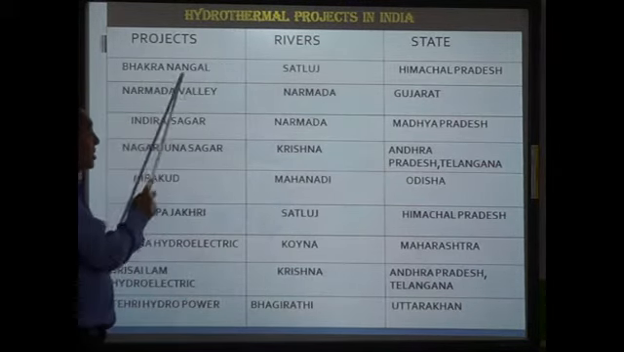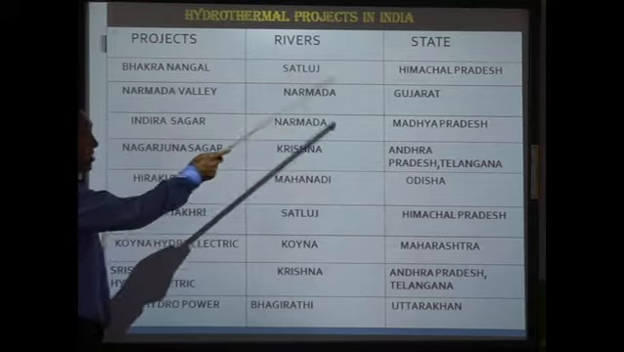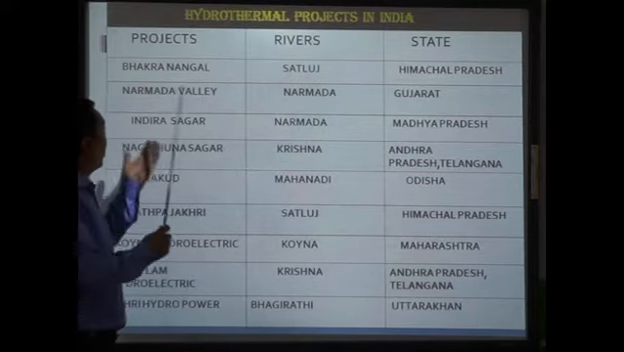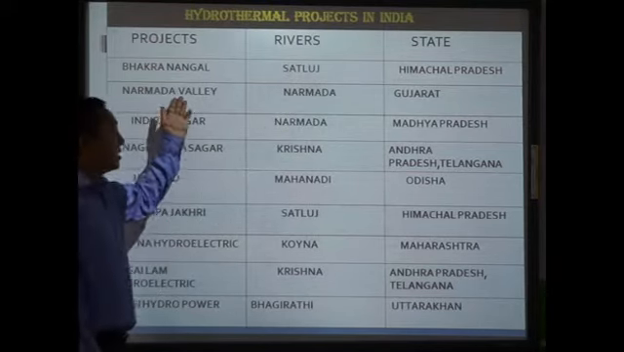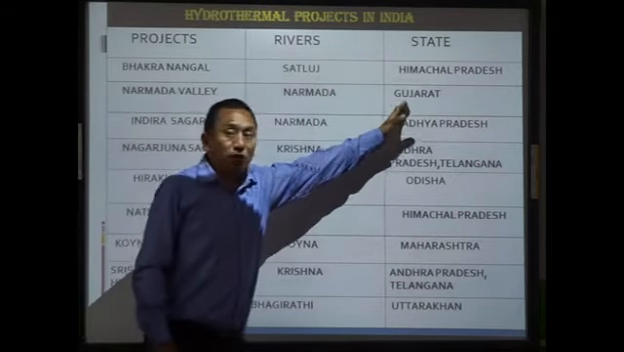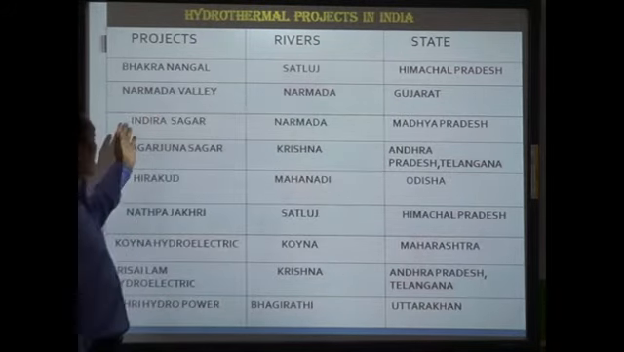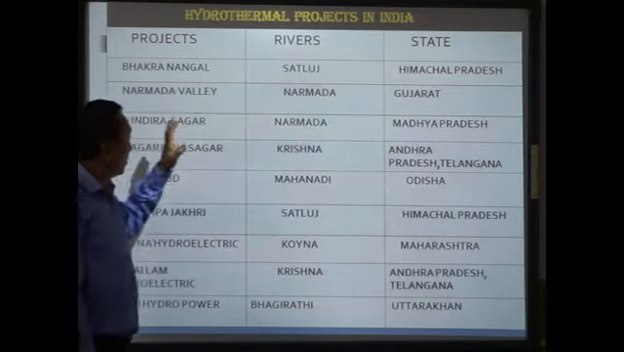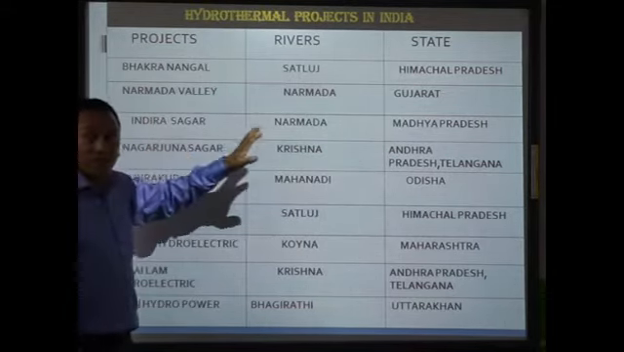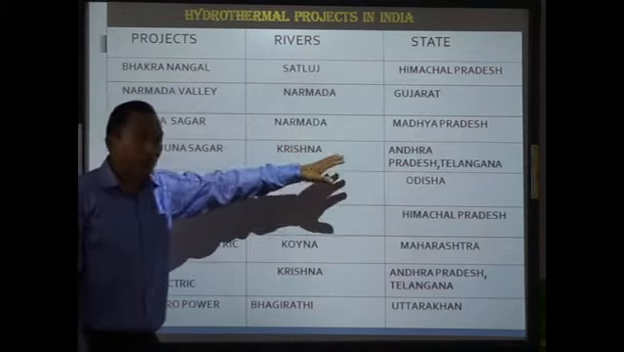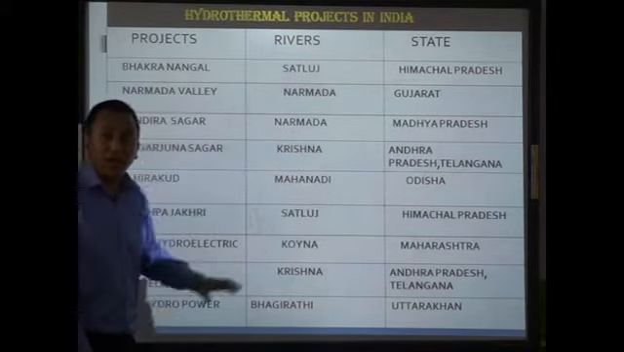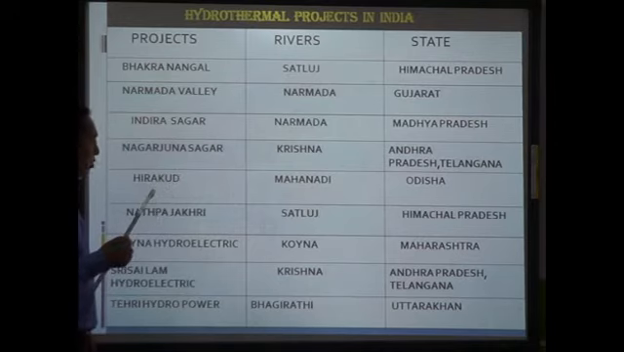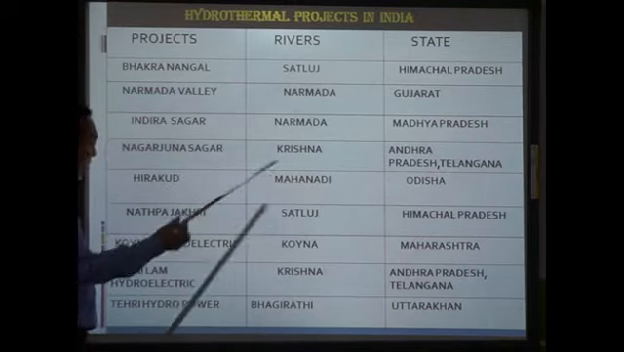We can see some projects in our country. See, Bhakra Nangal project is found on the Sutlej in Himachal Pradesh. If you see the other projects, for instance, the Narmada Valley project is found on River Narmada in Gujarat. The third one is Indira Sagar, found on River Narmada in Madhya Pradesh. Then we have Nagarjuna Sagar, found on the Krishna River in the states of Andhra Pradesh and Telangana. Similarly, Hirakud is found on the Mahanadi in Odisha.